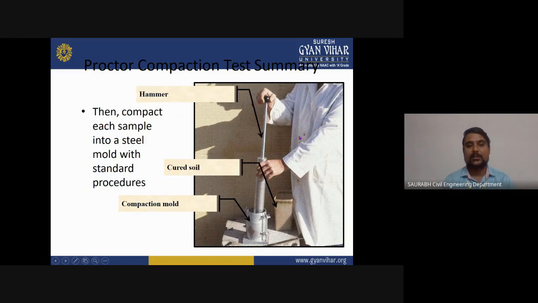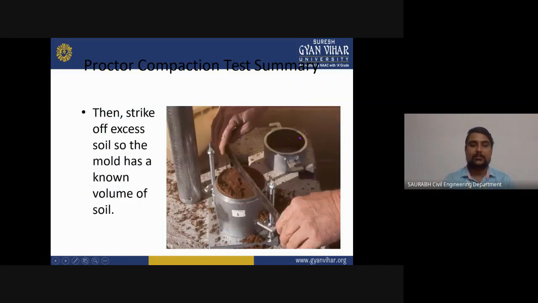Hammer then compacts each sample into the steel mold with the standard procedure, and cured soil is also here, and the compacted mold is also here. Now we will see what is next. Then strike off the excess soil so that the mold has a known volume of soil. As you can see here, we have to strike off the excess amount of soil from this mold so that we can get the exact volume of the soil.